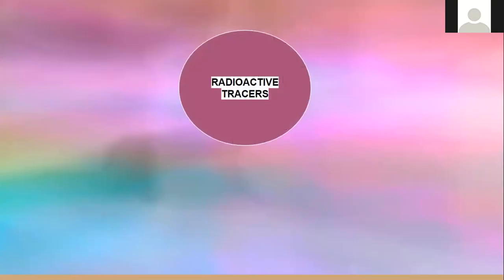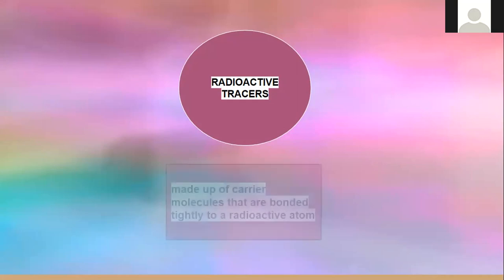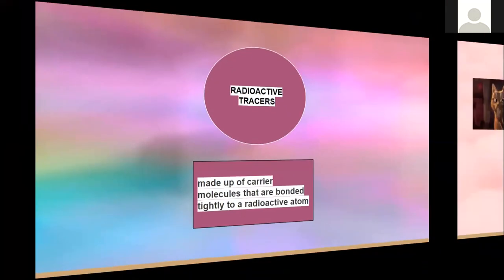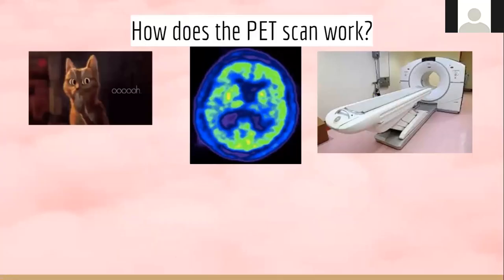Okay. One of the uses is radioactive phases. Radioactive phases are made up of carrier molecules that are bonded tightly to a radioactive atom, and this carrier molecule varies greatly depending on the purpose of the scan. One of the applications of radioactive phases is the PET scan. PET stands for positron emission tomography.